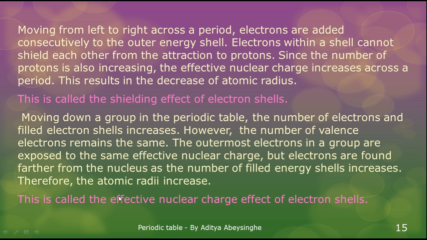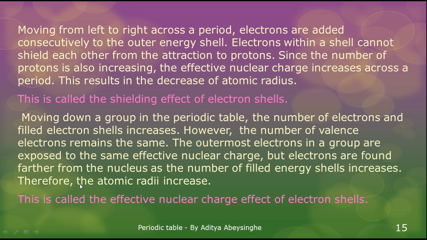When you go from 2s to 2p, 2p is farther away from the protons than 2s. So 2s is closer and 2p is far away, so 2s covers 2p electrons. This is a shielding or a covering of electrons by the preceding electron shells. Since the number of protons is also increasing, the effective nuclear charge increases across a period. This results in the decrease of the atomic radius. You can see that the attraction changes.